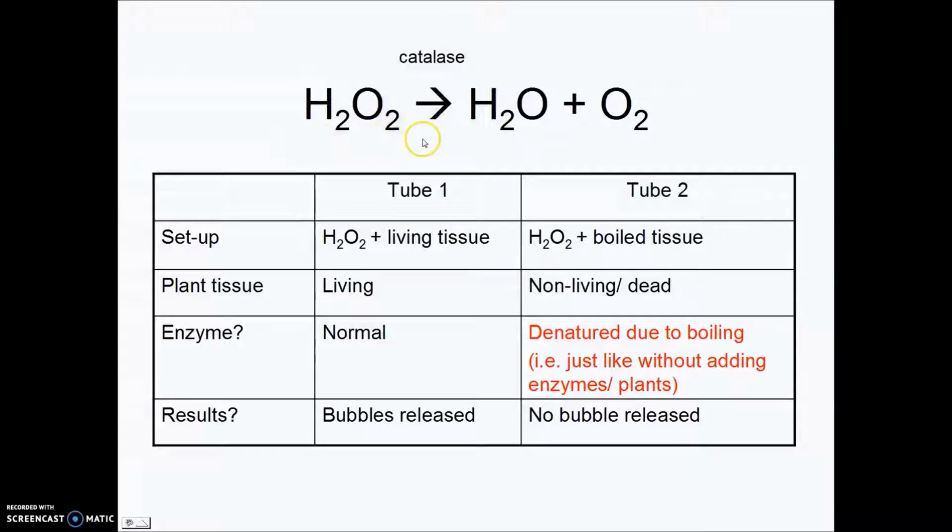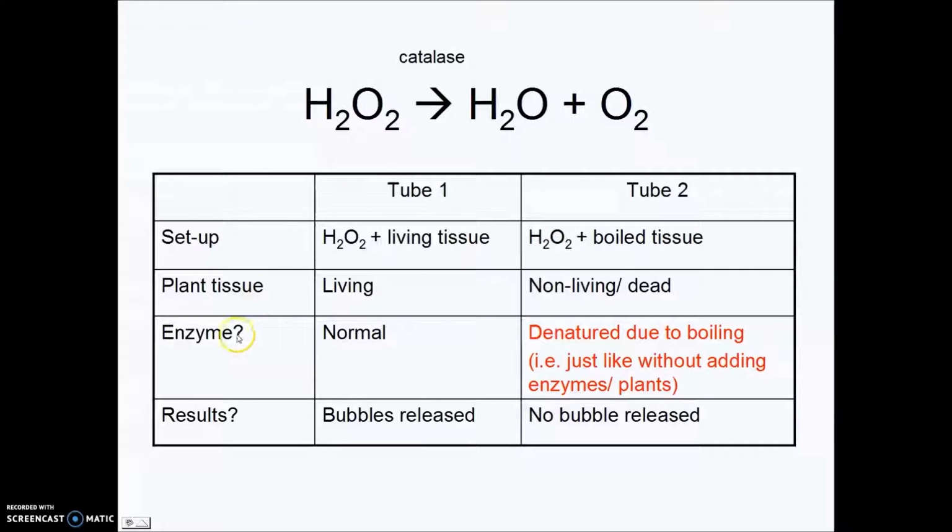So then we take a look at the overall equation. The hydrogen peroxide is broken down into water and oxygen gas. Remember that the oxygen gas is the product we are going to measure. And also we need an enzyme to speed up the reaction. So it's a simple table to summarize the experiment. Test tube 1, hydrogen peroxide plus living tissues. Test tube 2, hydrogen peroxide plus boiled tissues.